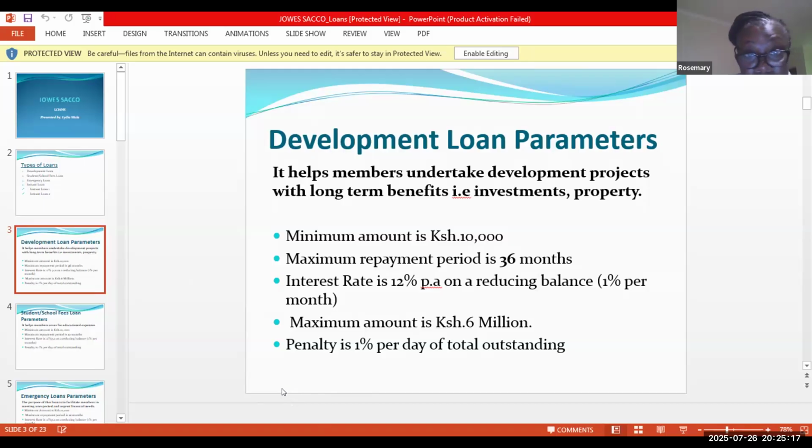The parameters are that the minimum amount is 10,000. The maximum depends on how much the member has in their savings. The maximum repayment period is 36 months. The interest rate is 12% per annum on reducing balance, that is 1% per month. The ceiling is that a member can take up to 6 million. If you are late in payment, the penalty is 1% per day of the total outstanding.